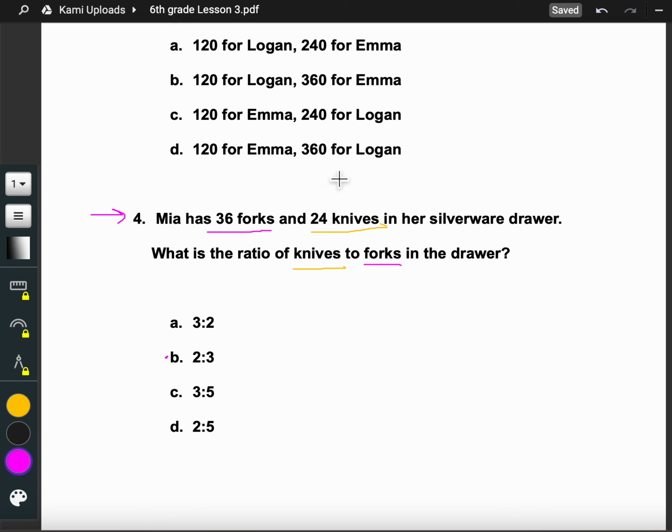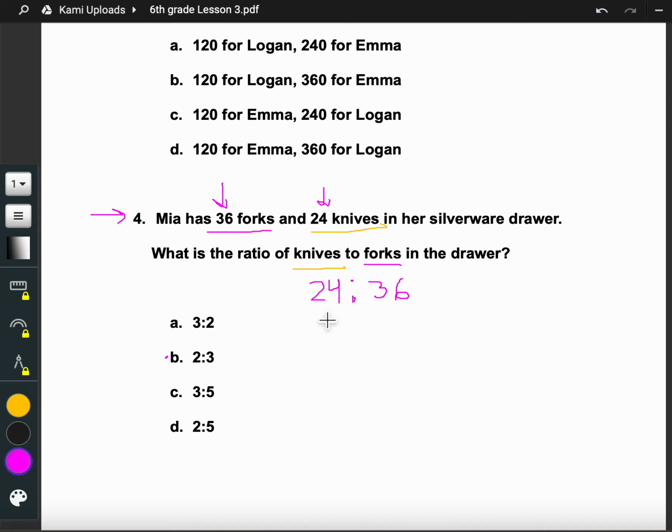So notice how they switched up the order here. They put forks first, and in the question they want you to put knives first, the number of knives first. So make sure you don't get both of them confused. That's why I highlighted them in different colors, because people often get them mixed up. So simply put, it would be 24 knives to, like it says here, 36 forks.